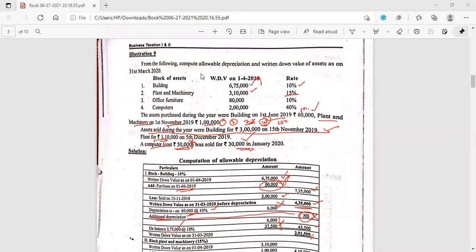Wait a minute. Now, the second block of asset. Just a second. There is a technical error. Technical problem is there. Okay, fine.